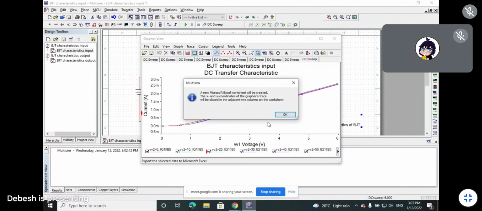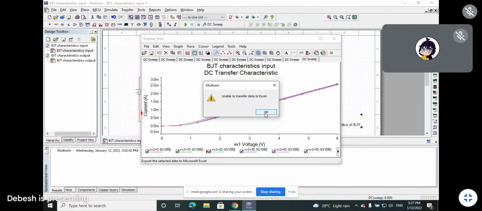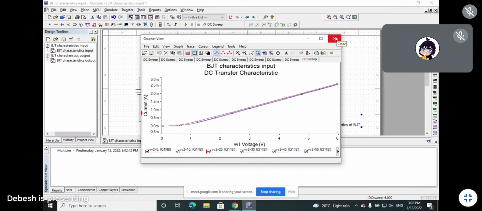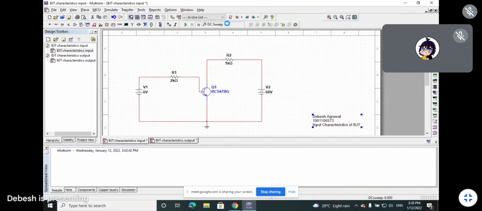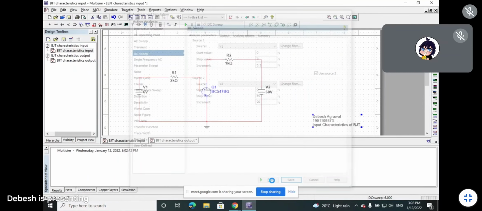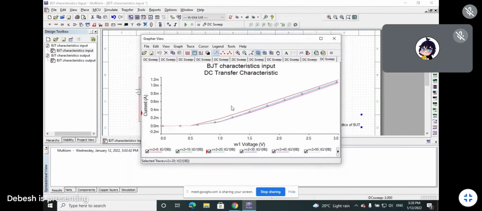Unable to transfer the data to Excel. Why? Check the DC sweep once again and try to download the Excel, okay? You can also reduce the start and stop value. Make the stop value up to 3 and do it. You do it on your own, okay?